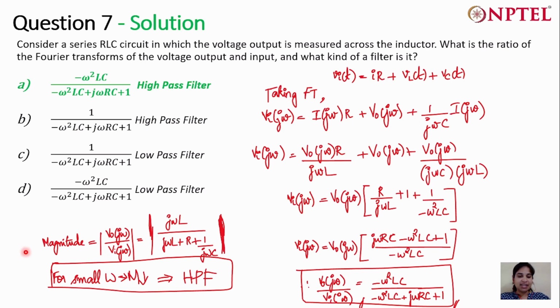Now if I find the magnitude, if I put omega as a very small value, if omega tends to 0, my magnitude is going to tend to 0. What does this mean? My magnitude response is almost 0 for lesser frequencies, a lesser range of frequencies. So this allows only a higher range of frequencies. So it is basically a high pass filter.